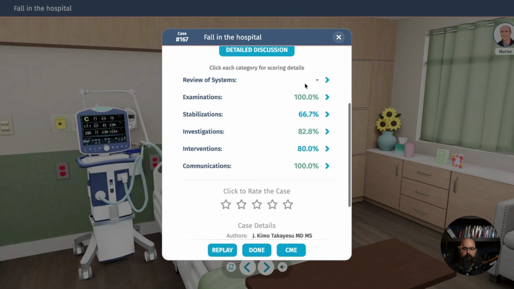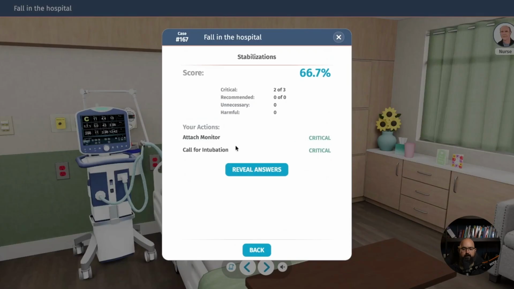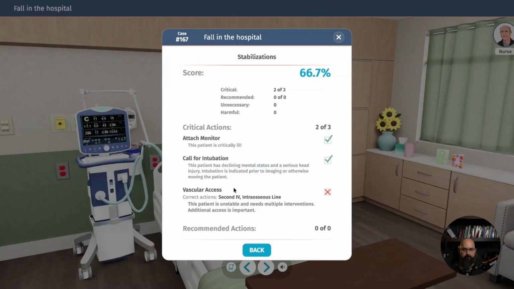Review of systems obviously is negligible because we can't do that with him. He can't respond. We got 100% on our examinations, which, duh. Let's go to our stabilization and see what we missed. So: attached monitors, critical; call for intubation, critical. Let's see what else. I said that. Vascular access or an interosseous line.